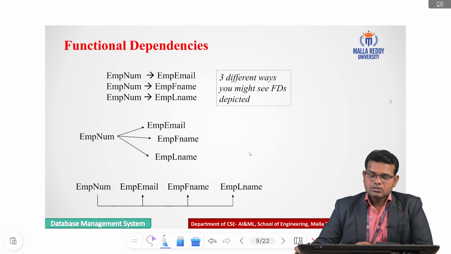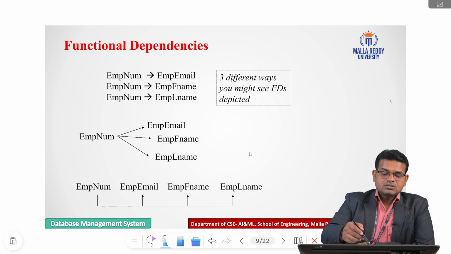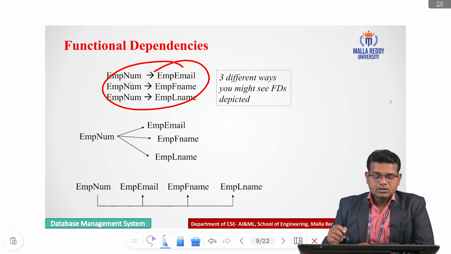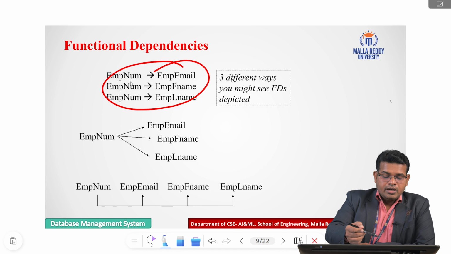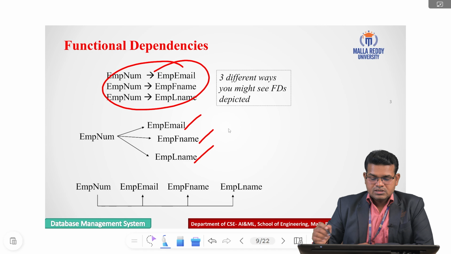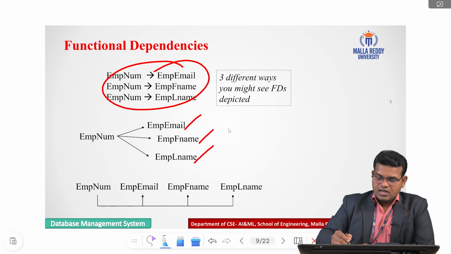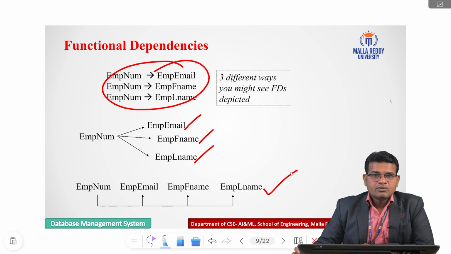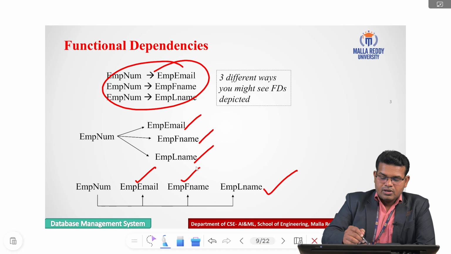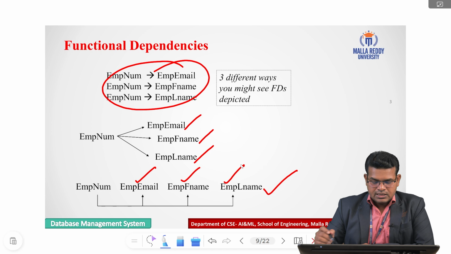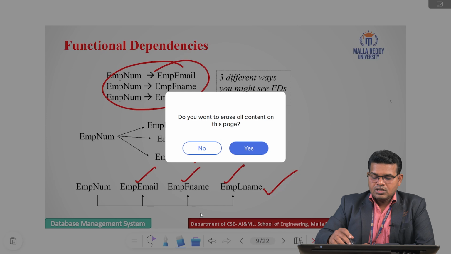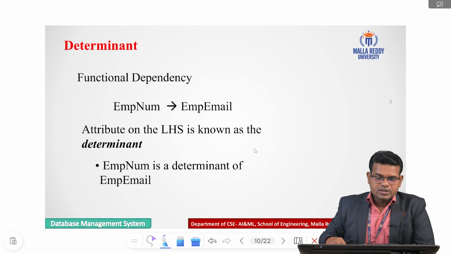Still more, if we explain more, the functional dependency can be depicted in different ways. First, the determinant way of expressing: employee number determines email, first name, last name as well. This is another way of representing, and in some textbooks we can express it like this also. Employee number functionally determines employee email, employee first name, employee last name. Like this, we can depict functional dependency in different ways.